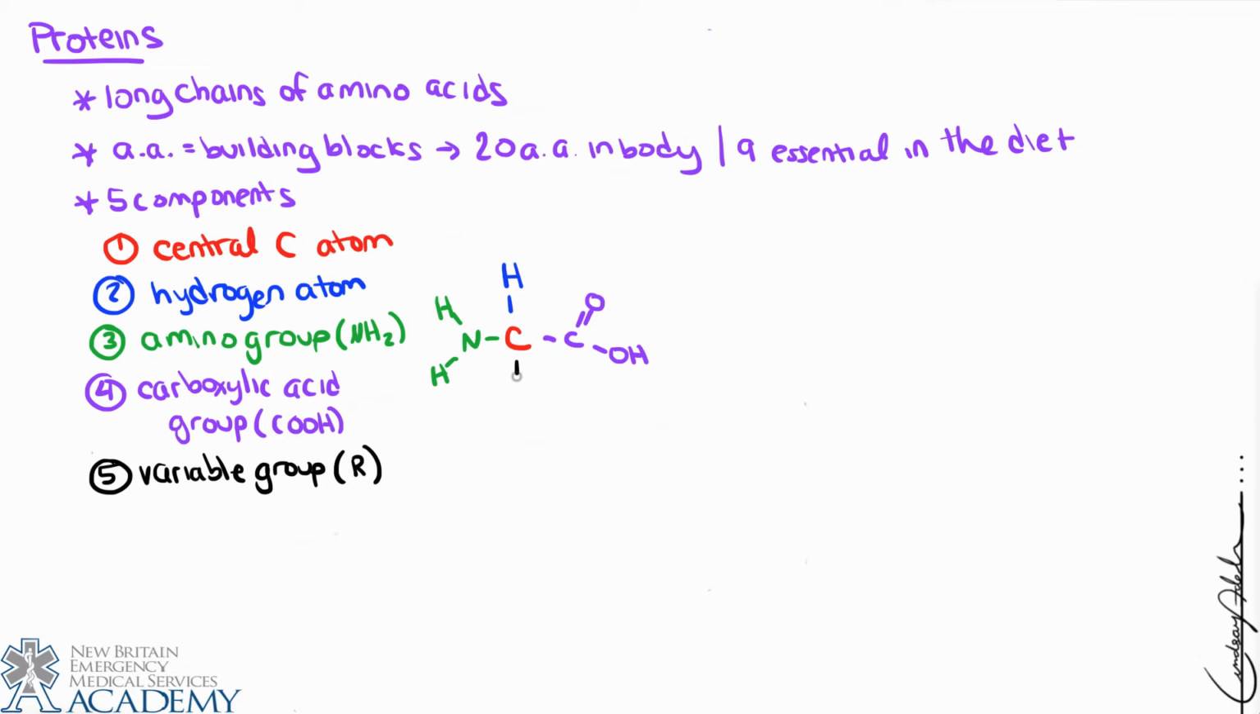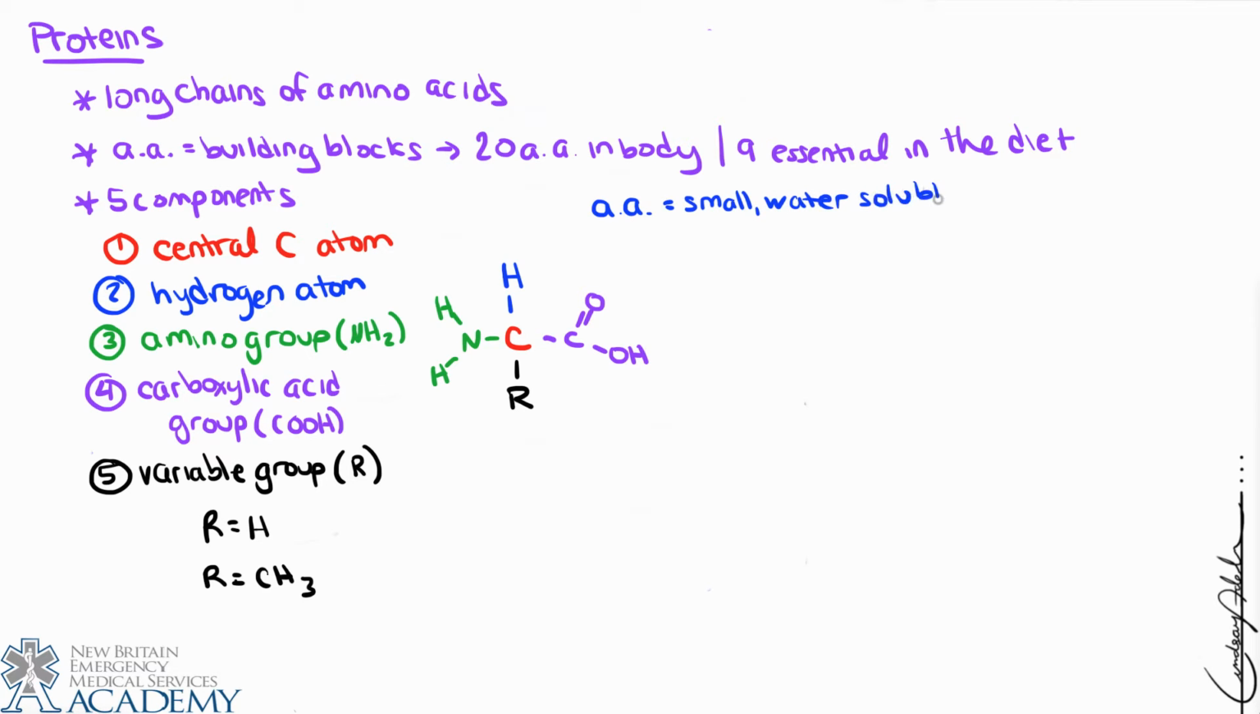So in the 20 amino acids, the first 4 pieces, the central carbon atom, the hydrogen atom, the amino group, and the carboxylic acid group are all going to be exactly the same. But the thing that differentiates the 20 amino acids is what the R group represents. So the R could be a hydrogen. The R could be a methyl group, a carbon attached to 3 hydrogens. So for each of the 20, it's going to be something different. So we're not going to draw them all, but it's just useful to sort of understand what we're talking about when we're referring to amino acids.